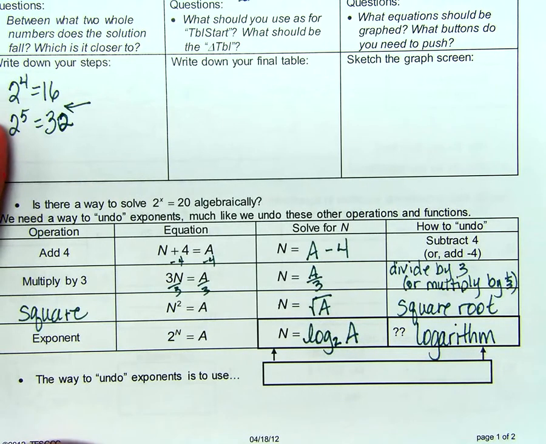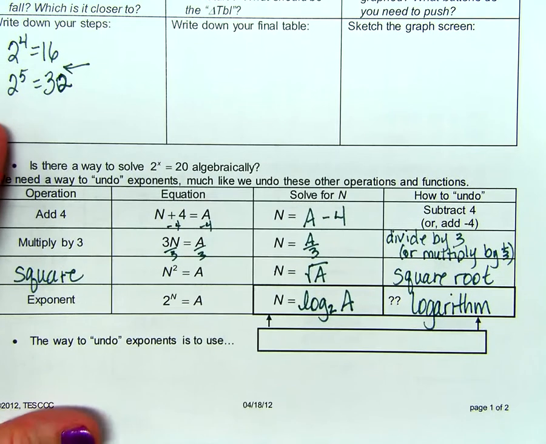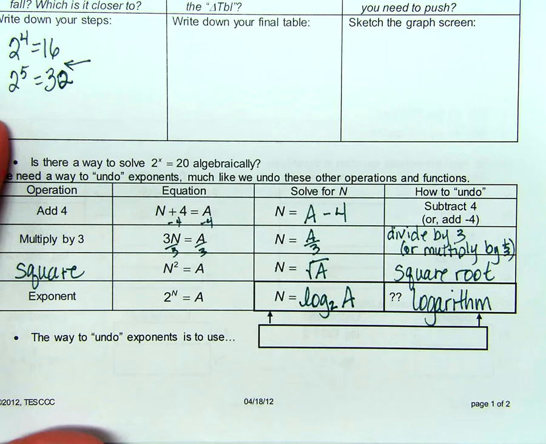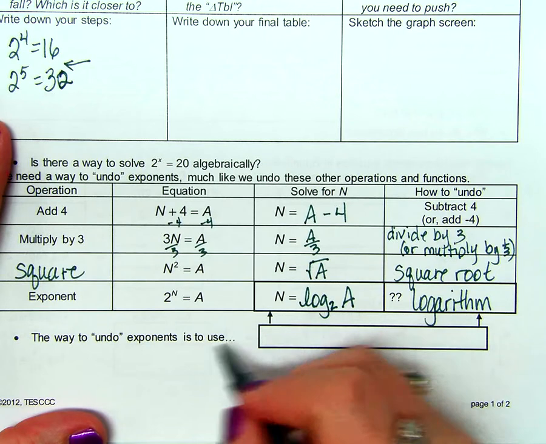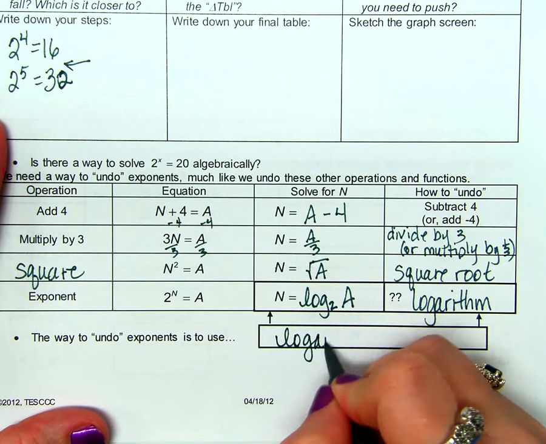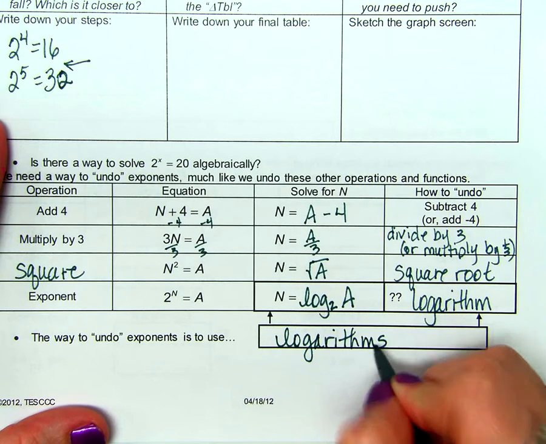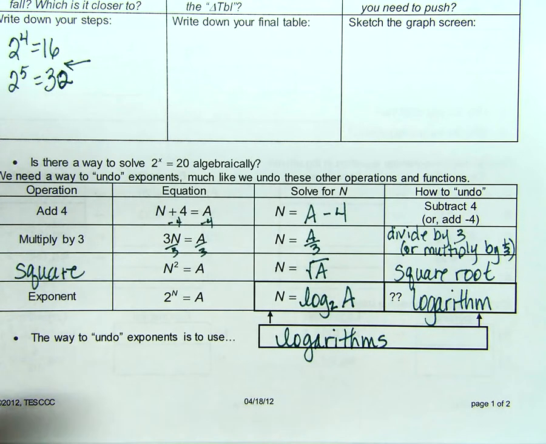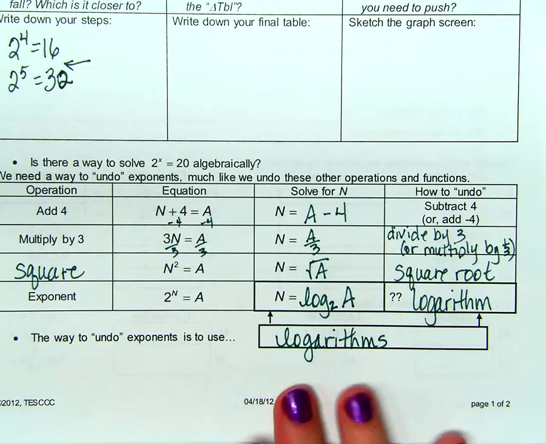A logarithm. Okay. Now some people pronounce logarithm one way, and I suppose that's fine. So the way to undo exponents is to use logarithms. All right? Remember I told you a second ago that logarithms and exponents are very, very closely related? Now you're going to find out how.